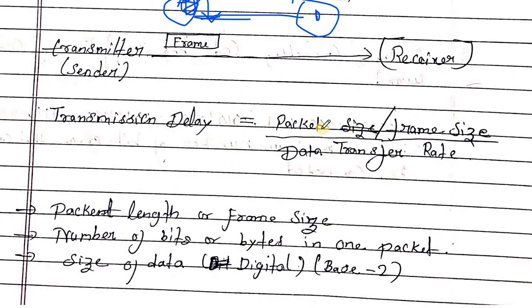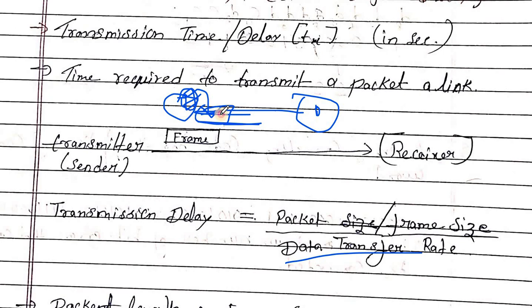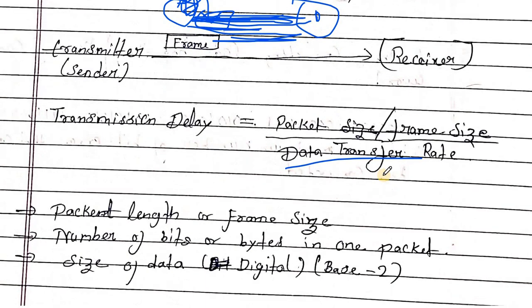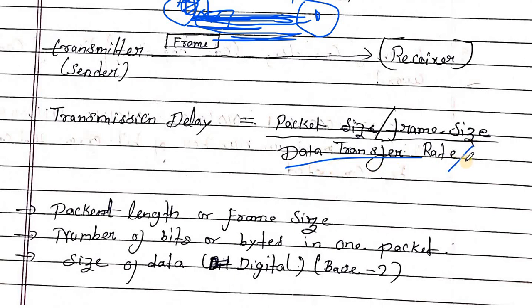The formula for transmission delay is the packet size divided by the data transfer rate of the channel, meaning the bandwidth of the channel. Channel means the media, here a wire. It could be copper wire, optical fiber, or coaxial cable. With different cables, there is a different bandwidth. Data transfer rate is also known as bandwidth.